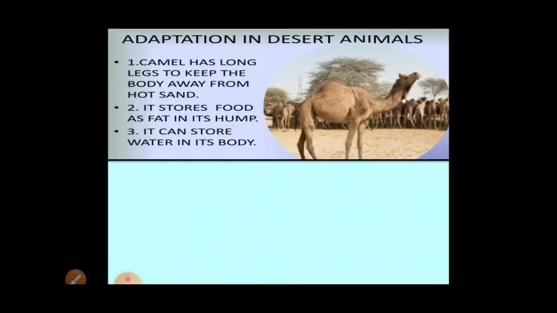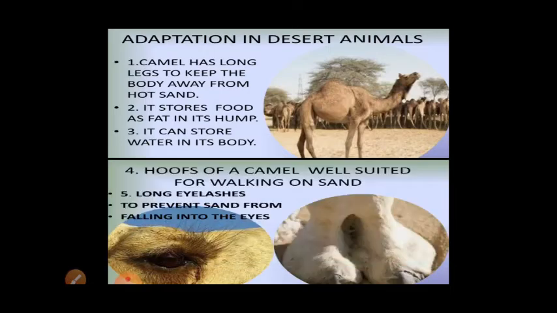It can store water in its body. That means at a time it will drink lots of water and store it inside its body and utilize it. But it is not storing the water in the hump. It stores fat. What it eats, it converts to fat and stores in the hump. And also the hooves of the camel are suited for walking on the sand.